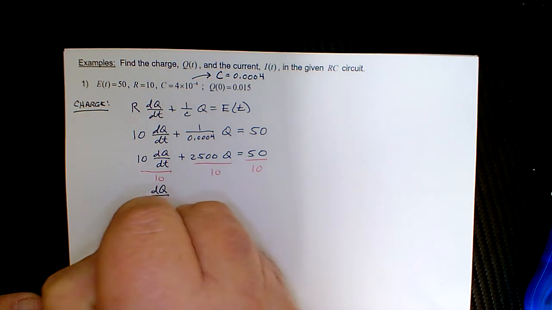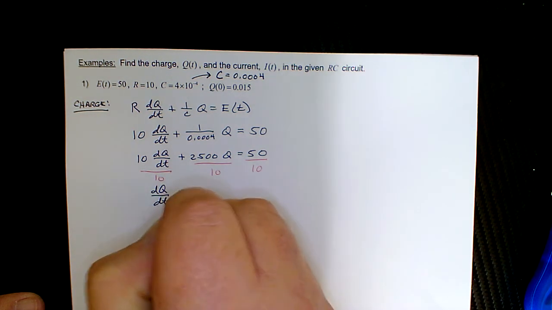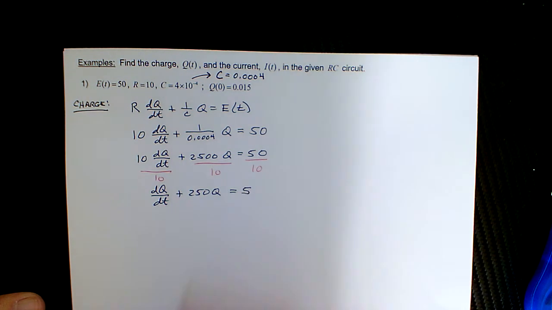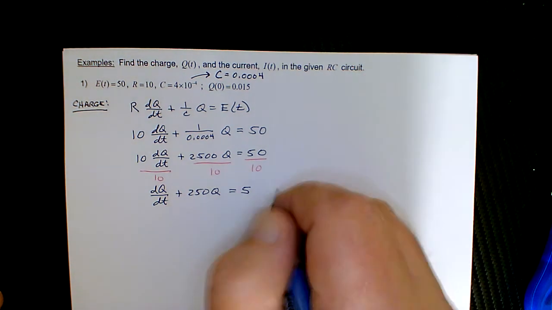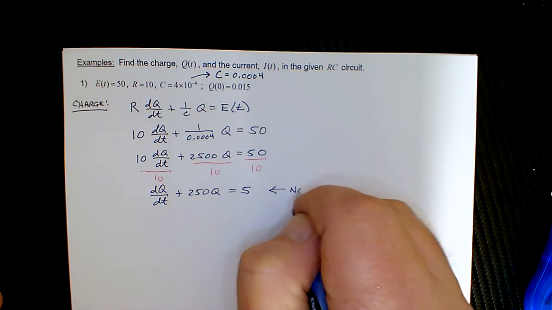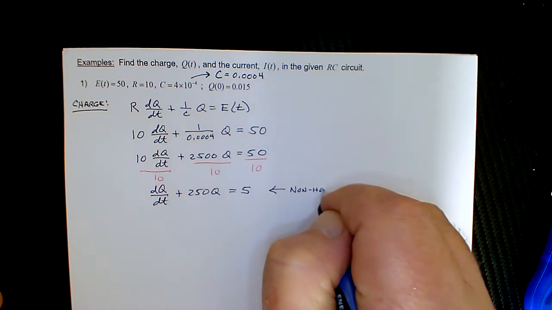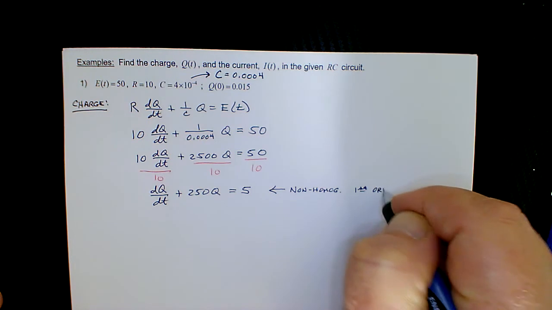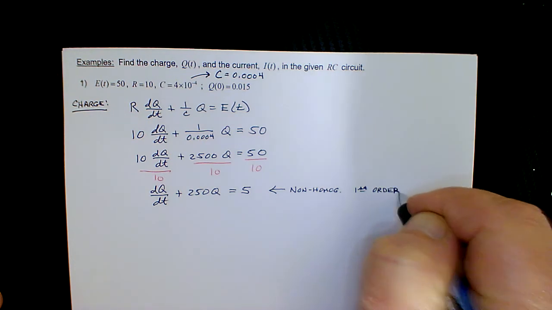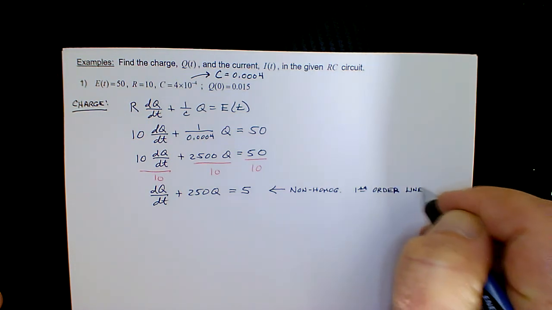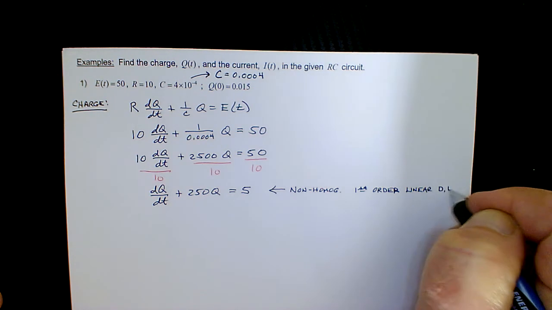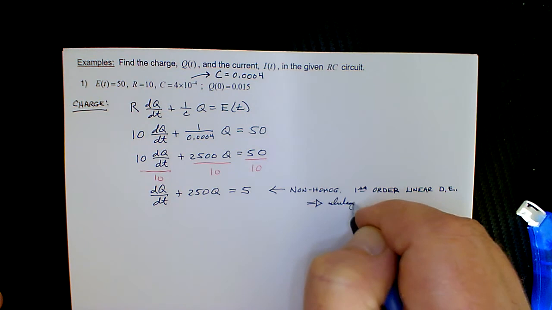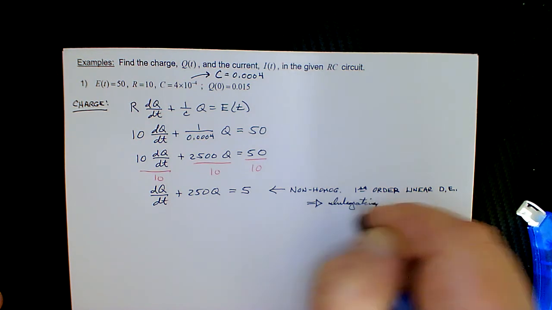So dq dt plus 250q is equal to 5. So note that that's a non-homogeneous first order linear differential equation. All of them are linear, as we've mentioned, that we're going to study. But that's where we need the integrating factor.